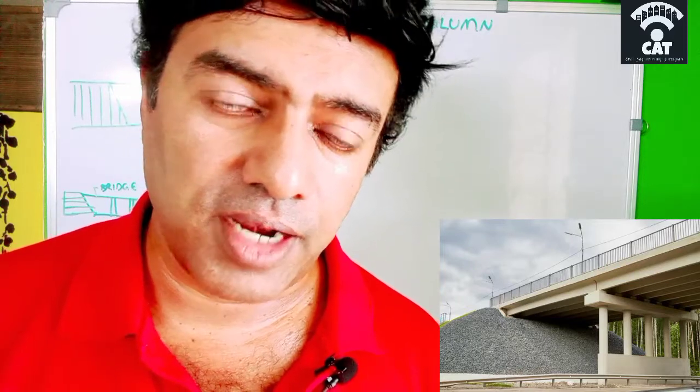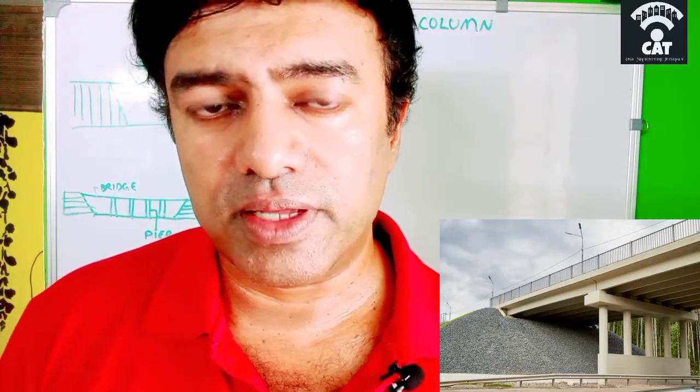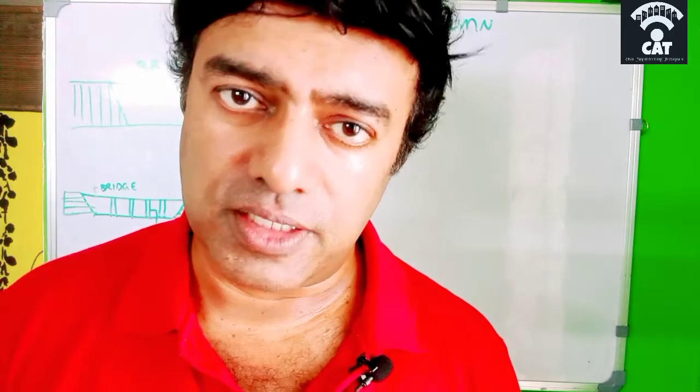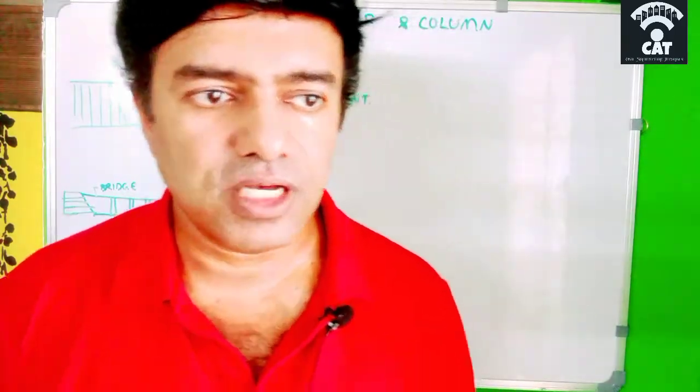RCC. RCC is far better than rocks or earth. In olden times they mainly used rubble masonry, and somewhere they used brick masonry, but in recent times they go only for RCC, because it is more durable than the other structures. So this is the abutment.